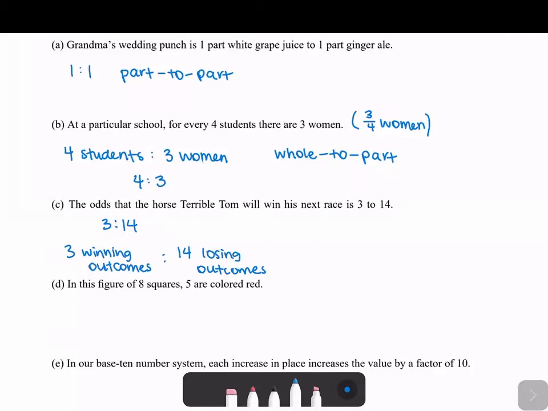So since we have 3 winning outcomes and 14 losing outcomes, this represents a part to part, because we're looking at part of the outcomes to another part of the outcomes. We're looking at losing to winning outcomes, so part of all the outcomes to another part.